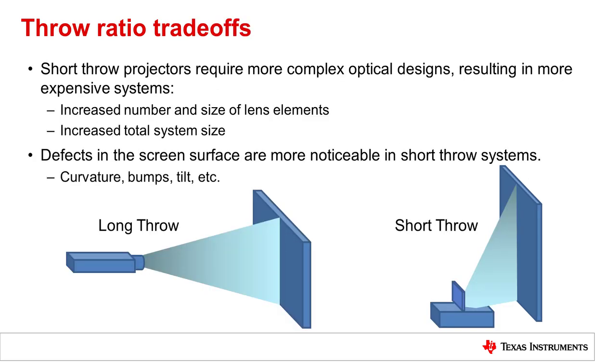Shorter throw ratios allow the projector to be placed very close to the screen. This is advantageous because they can be used in smaller rooms and there is less likelihood of people or objects blocking the projected image. However, short throw systems require more complex optical designs that may use more and larger lens elements. This increases the total size and cost of the projector. They are also more sensitive to screen imperfections or misalignments. Any curvatures or bumps in the screen, or relative tilt between the screen and the projector, will be more visually noticeable than when using a long throw system.